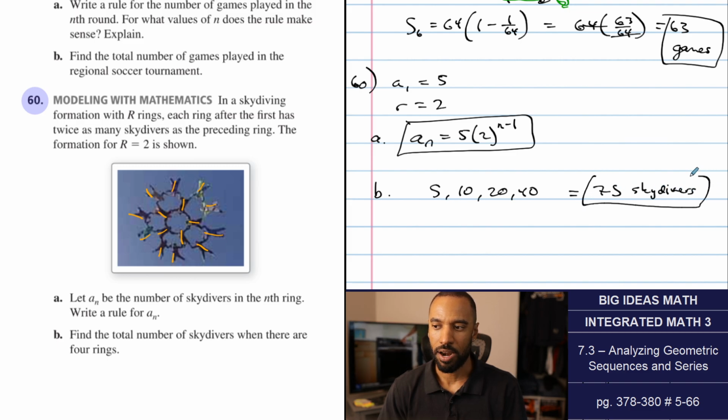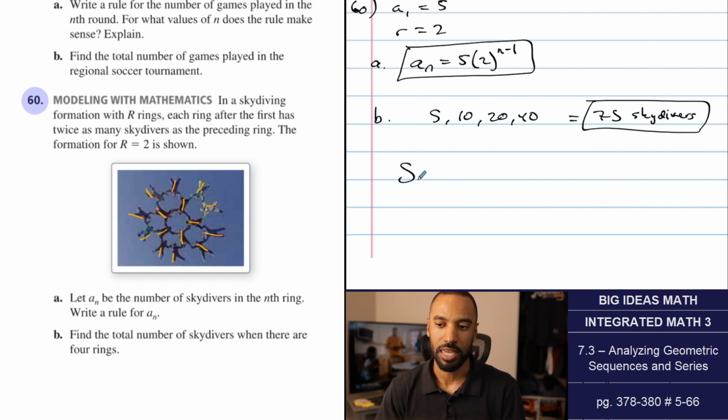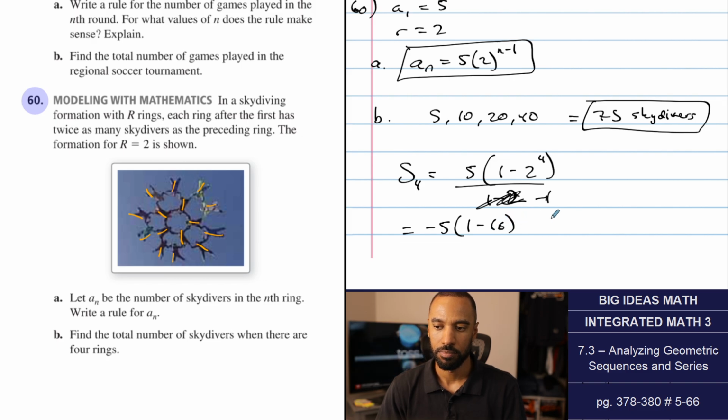And if you want to go about it that way, that is the easiest way. I'm not stopping you. No one should be. If you want to look at that formula and that rule, you would take the first term times 1 minus r to the nth power over 1 minus r. 1 minus 2 is negative 1, and 5 divided by negative 1 is negative 5. So you'd have negative 5 times 1 minus 16, which is negative 5 times negative 15, which is 75.